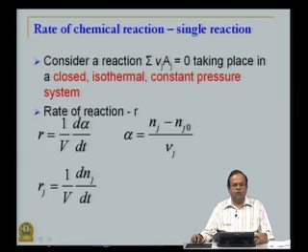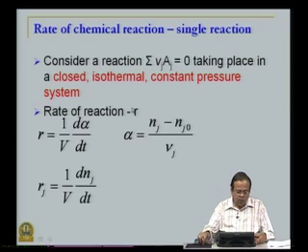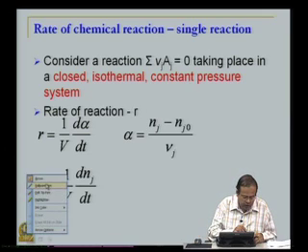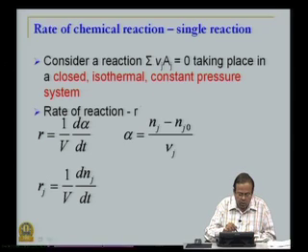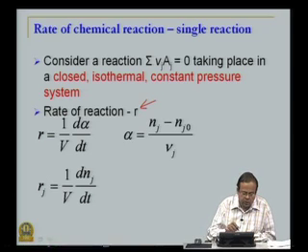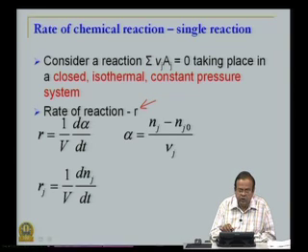Then we define the rate of reaction R as the rate of change of extent of reaction alpha with time, d alpha dt, normalized by the volume of the reacting mixture. I will repeat again, for a closed isothermal constant pressure system, and this is important to realize.